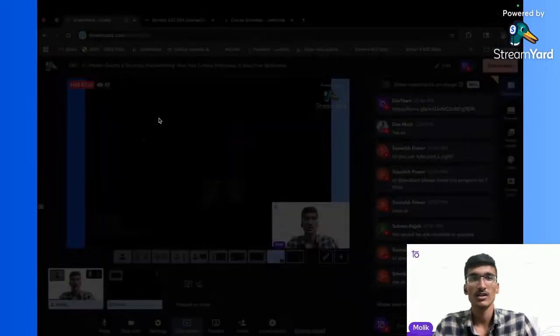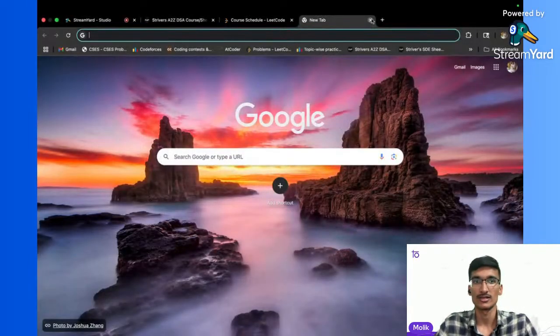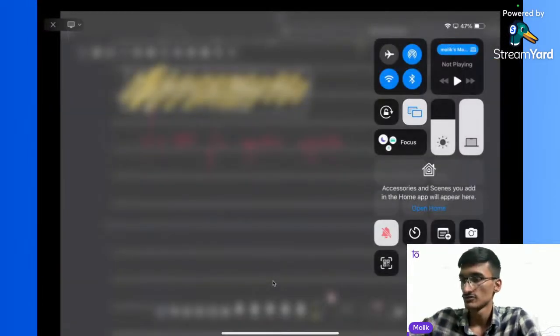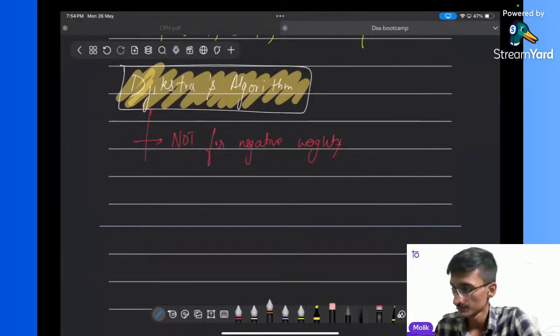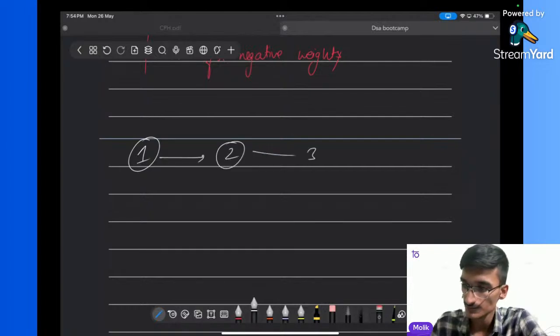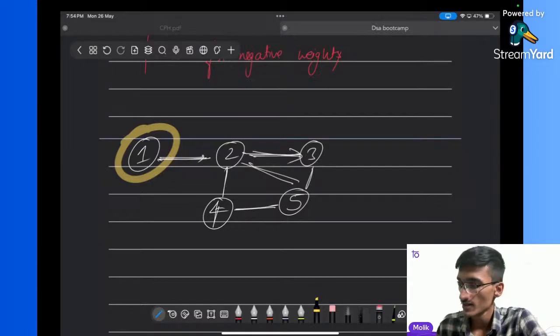Okay, maybe I can just show you. So Dijkstra's algorithm kind of works like this. There is a source given to you. Let's say in this case the source is 0, and there are some edges given to you as well.